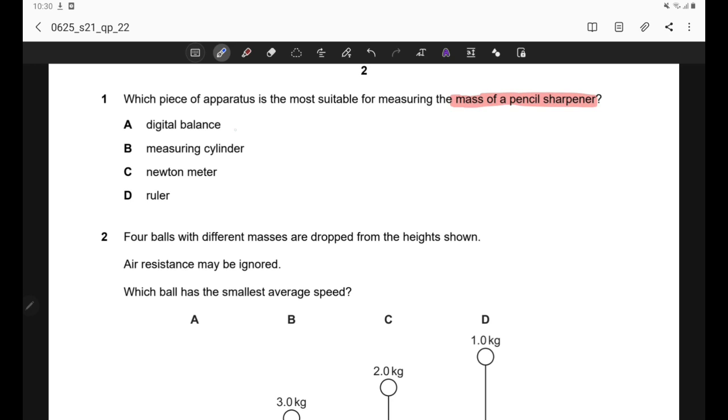Option A says digital balance. So let's look at the function of a digital balance. A digital balance is used to measure the mass of a substance quickly and accurately. Therefore, option A is correct.